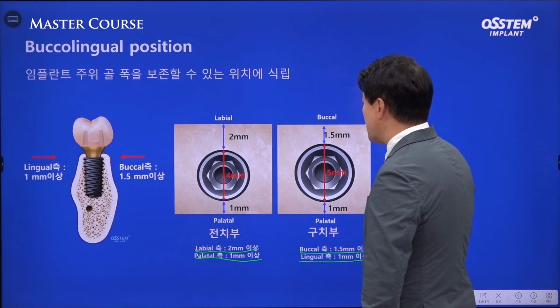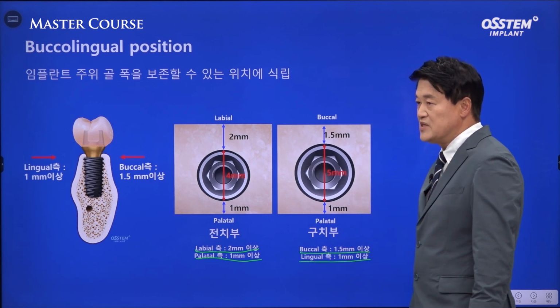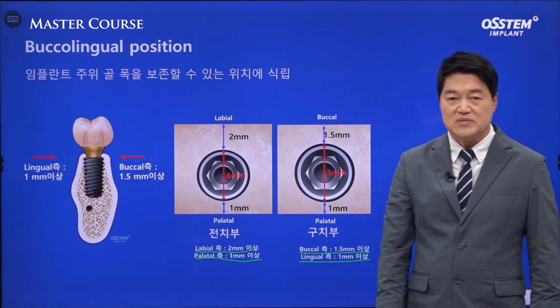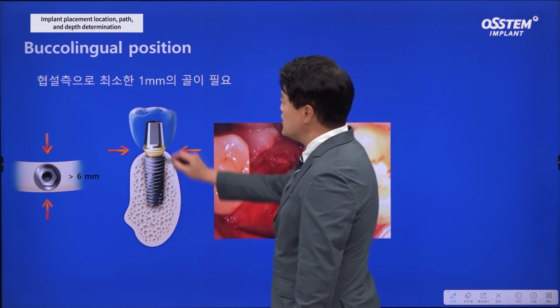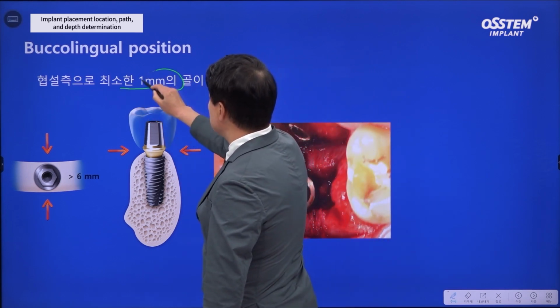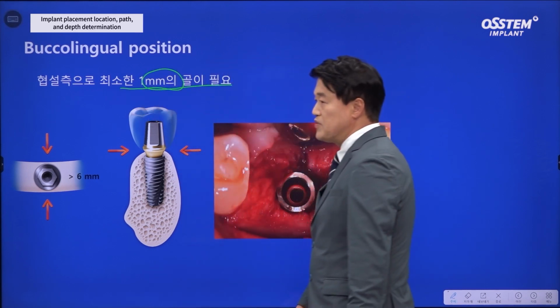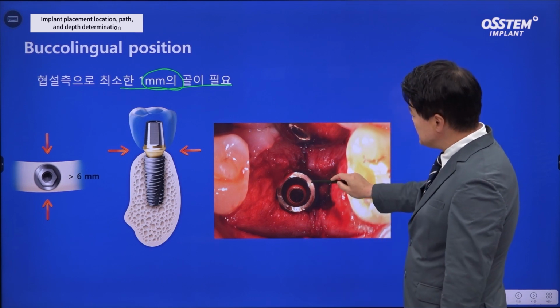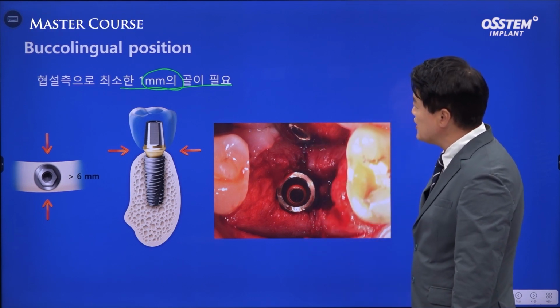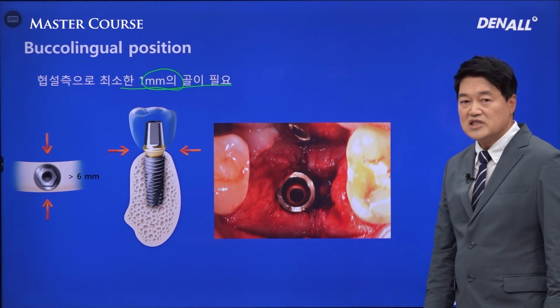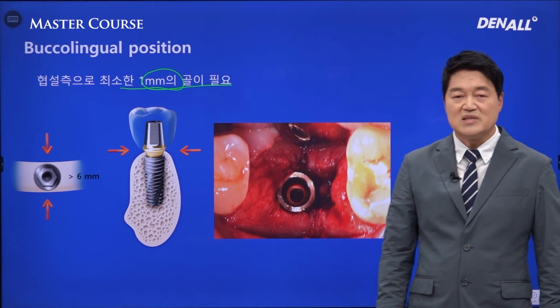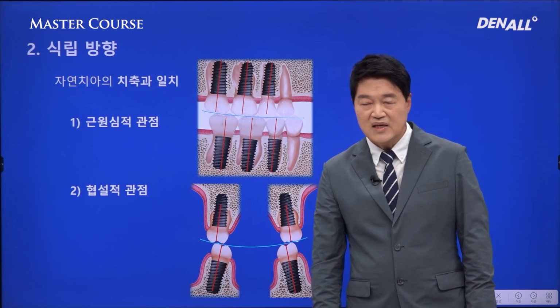In the posterior region, on the buccal side, 1.5 millimeters at minimum, and at least 1 millimeter on the lingual side. At least 1 millimeter or more bone buccolingually is required for a stable implant. So buccolingually, after placing an implant, 1 millimeter or more is required.